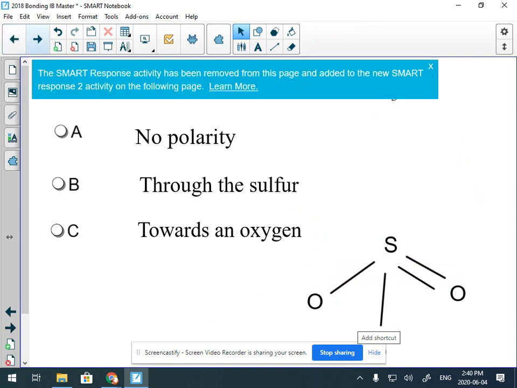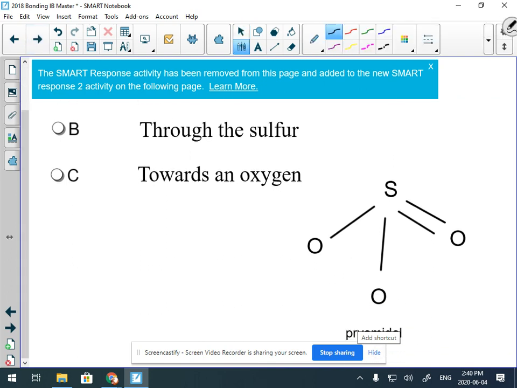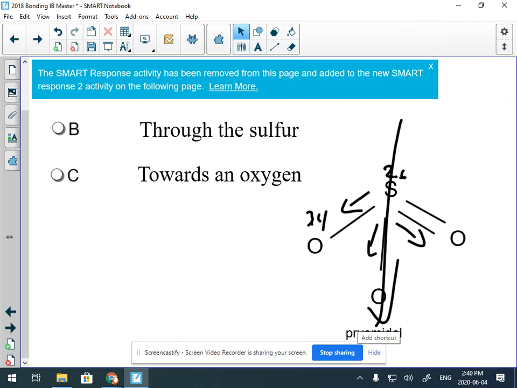All right, one more. What about this guy, SO3? Okay, it's a weird molecule. Sulfur's 2.6, oxygen's 3.4. Oh, look, it's the same idea. Down towards the oxygen. Okay, that's the break for now.